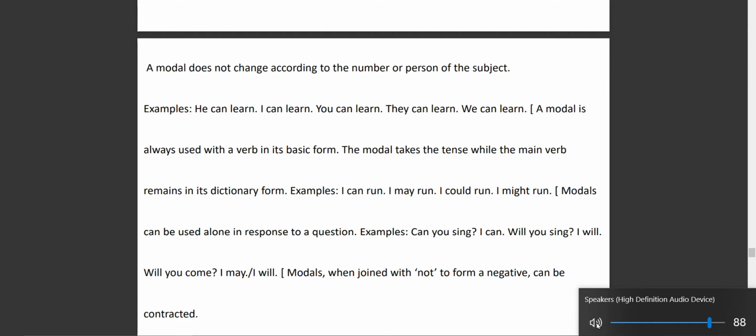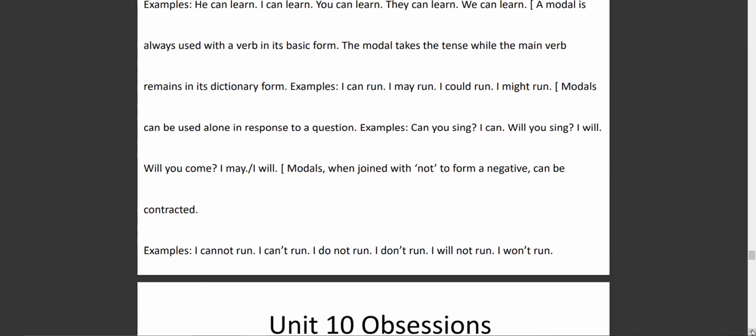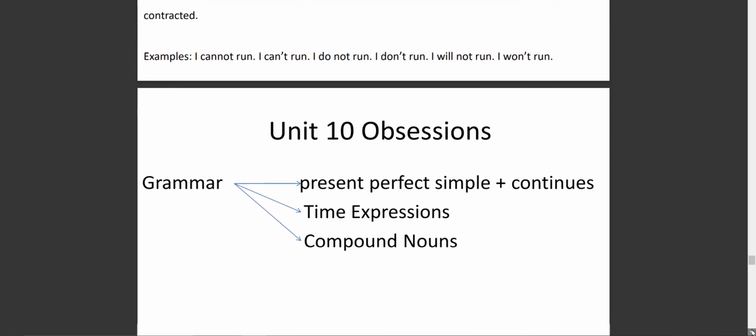Modals can be used alone in response to a question. Examples: Can you sing? I can. Will you sing? I will. Will you come? I may, I will. Modals when joined with not form a negative and can be contracted. Examples: I cannot run, I can't run, I do not run, I don't run, I will not run.